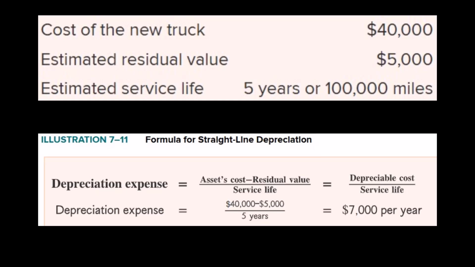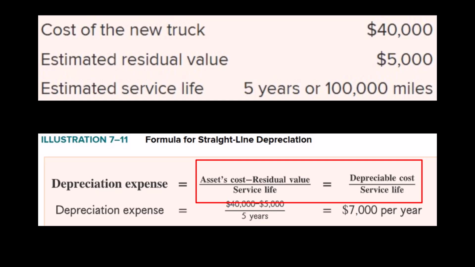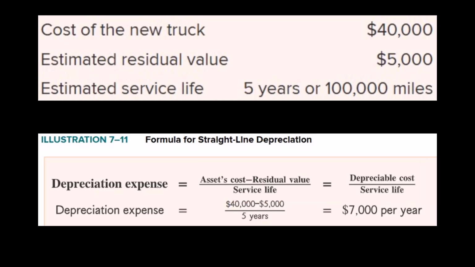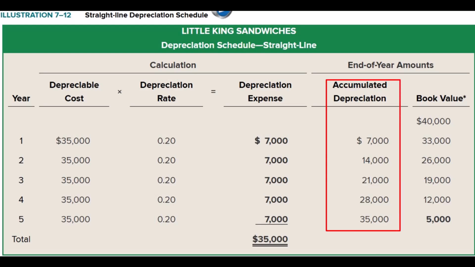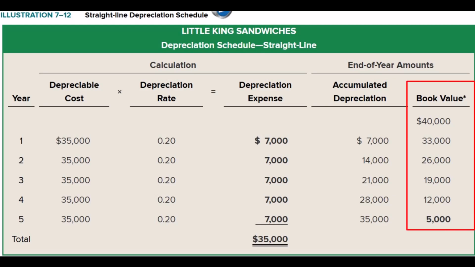The formula is the asset's cost minus its residual value divided by its service life. For our truck, that's $40,000 minus $5,000 divided by 5 years, which gives us a depreciation expense of $7,000 per year. As you can see in the schedule, each year we record $7,000 in depreciation. Accumulated depreciation grows by $7,000 each year, and the book value decreases by the same amount until it reaches the $5,000 residual value at the end of year 5.